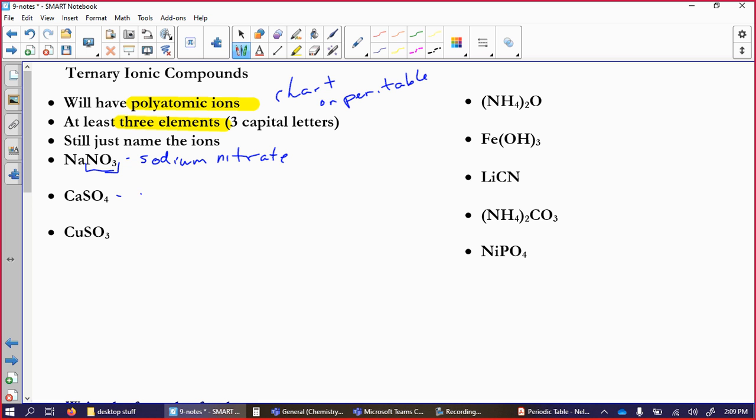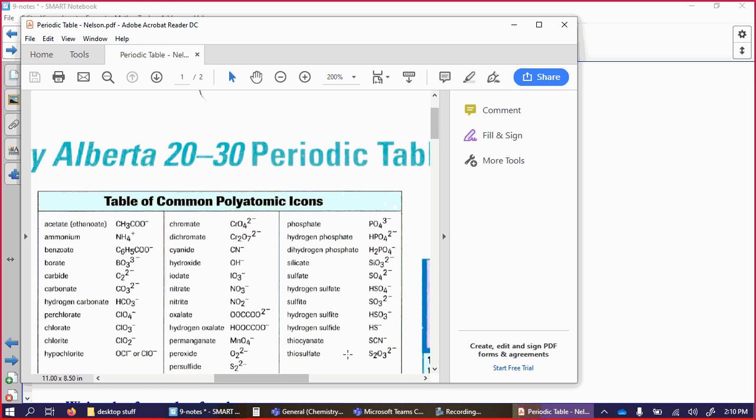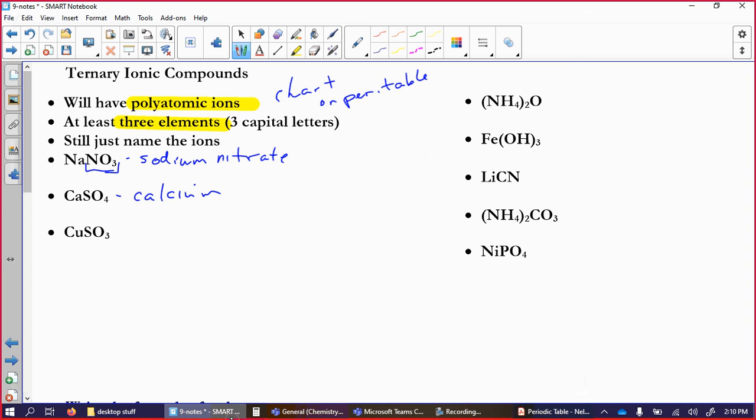CaSO4. Ca is calcium. SO4, I come over here. SO4 is -2, but when we're writing a name that's not really relevant; it is sulfate. Oh, I see. Copper is a transition metal, so that tells me I need to know the charge of this.